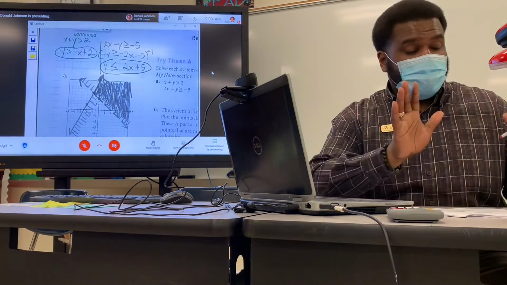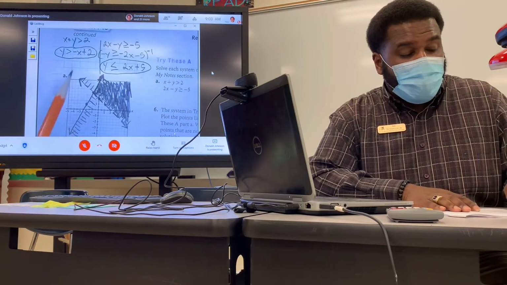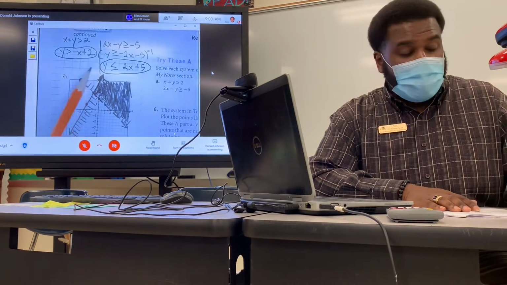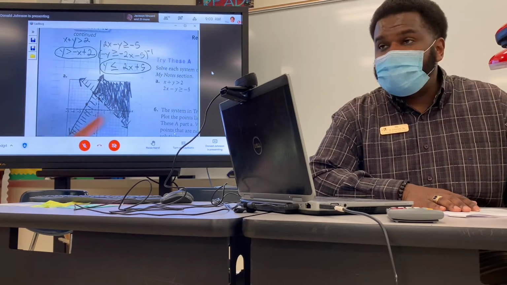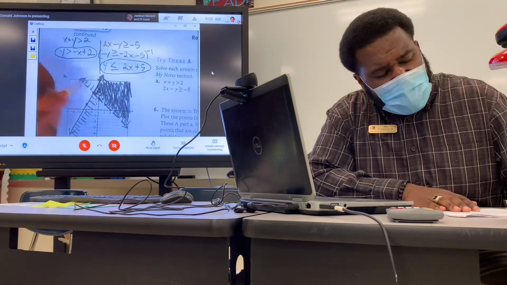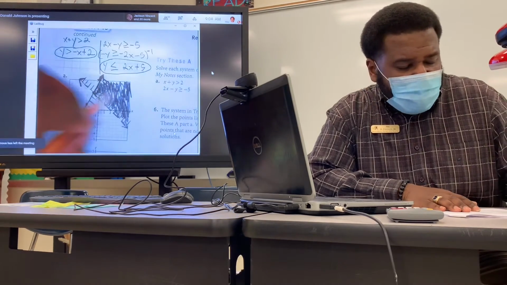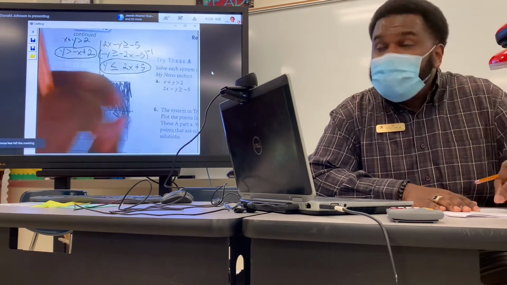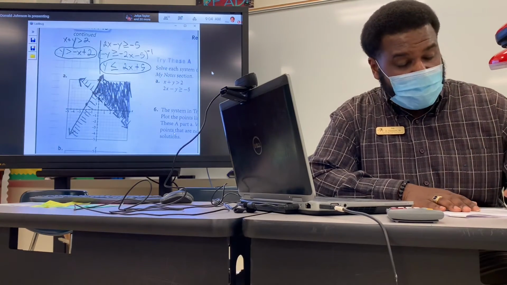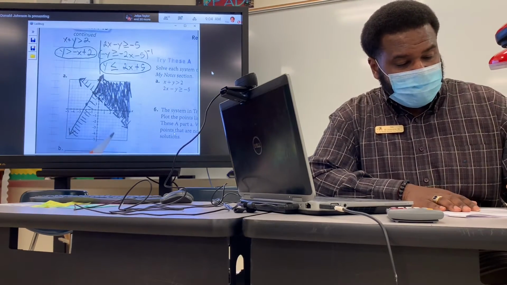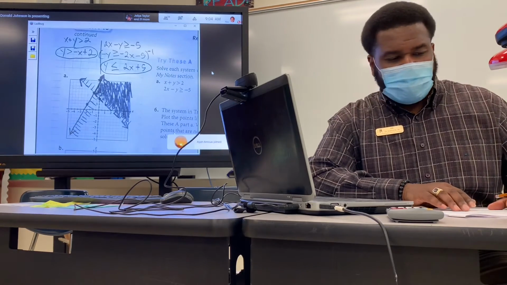Make sure both inequalities are solved for y. Once you do that, go ahead and graph both of them on the same x and y axis. I would suggest you just shade a little piece. Then you find out where the little pieces overlap and then darken that area. I'm going to give you a few moments and I want everybody to do part B.